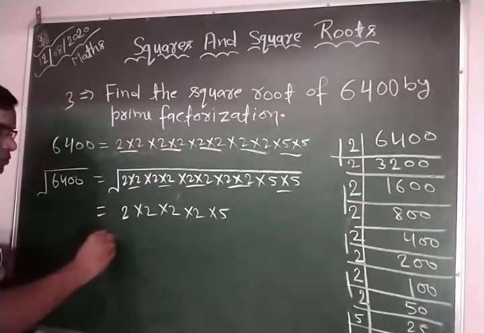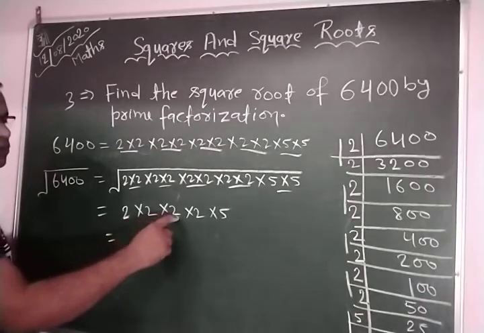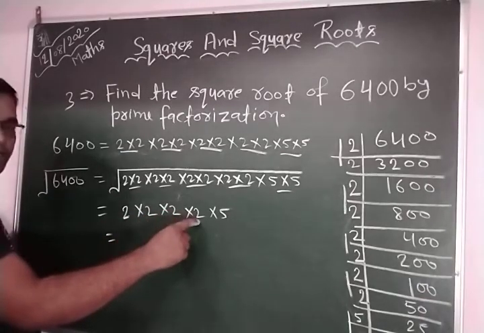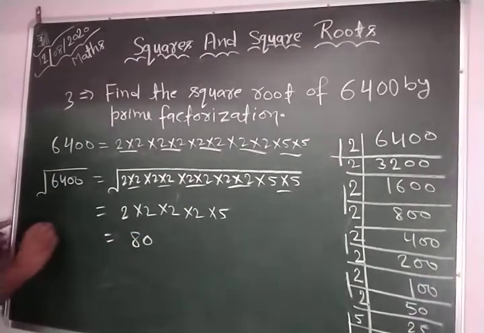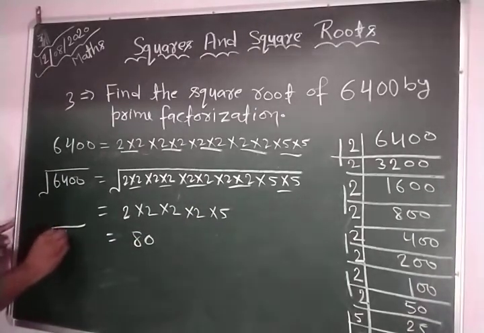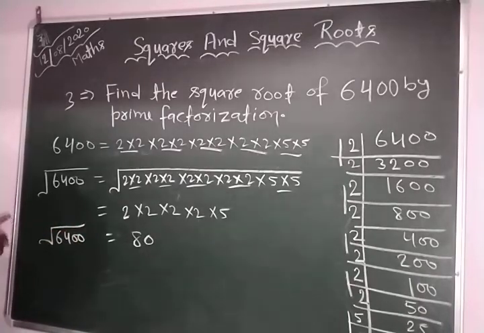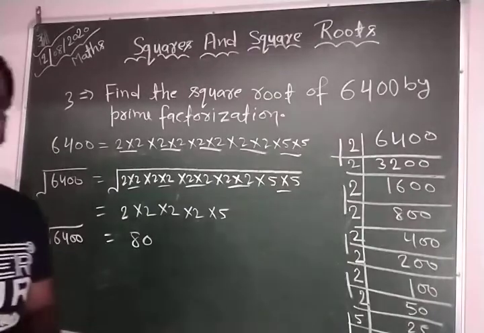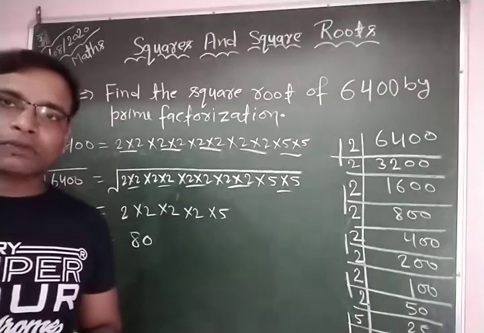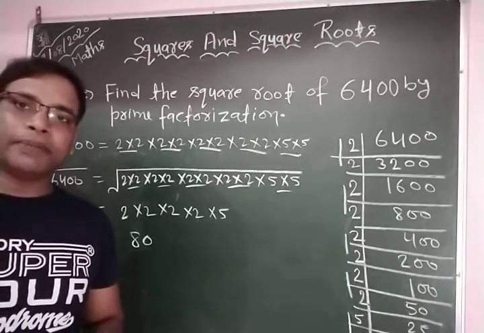Okay, so in this way we obtain the square root of 6400. This is equal to 2 into 2 is 4, 4 into 2 is 8, 8 into 2 is 16, 16 into 5 is 80. Okay, so in this way the square root of 6400 is equal to 80. So I hope students all have understood how to find the square root by the prime factorization method.